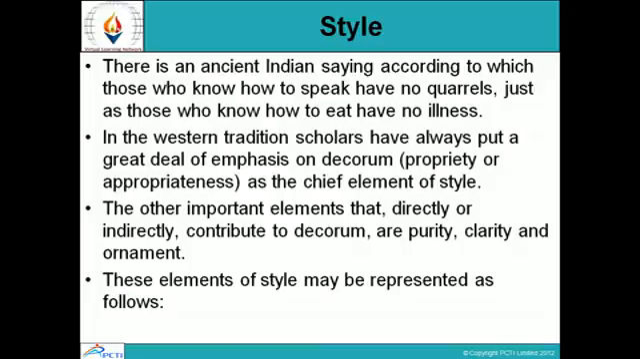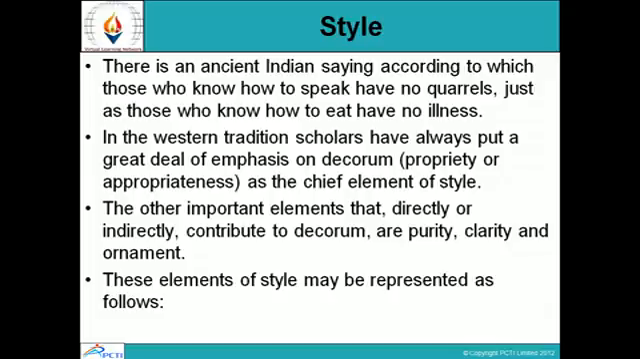There is an ancient Indian saying according to which those who know how to speak have no quarrels, just as those who know how to eat have no illness. Ancient Indian grammarians thought that knowledge of grammar gave a person mastery over words or language, which leads to inquiry into meaning, which produced philosophical knowledge, and which culminated in self-realization. A letter of the alphabet was called Akshar, that is indestructible.